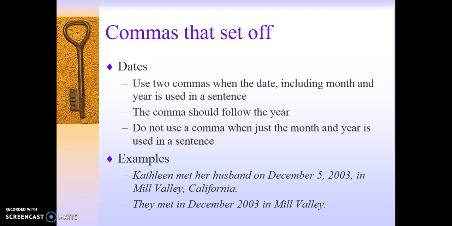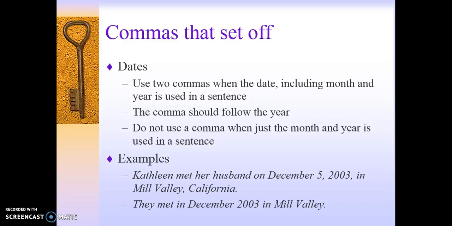So now we want to go on to commas that set off. You have dates in letters and in documents. So you want to use two commas when the date, including the month and the year, is used in a sentence. The comma should follow the year if it's all in a sentence. And you do not want to use a comma when just the month and the year is used in the sentence. I have two examples here.